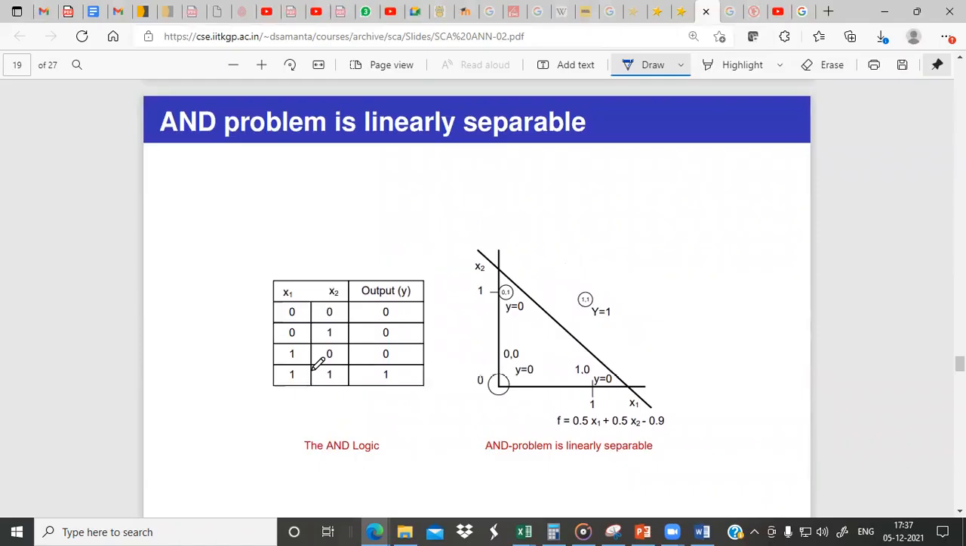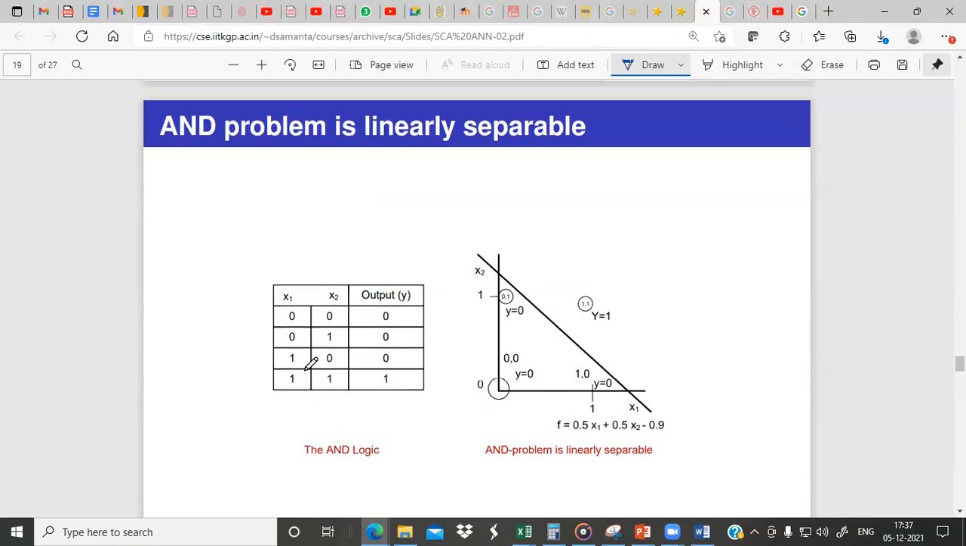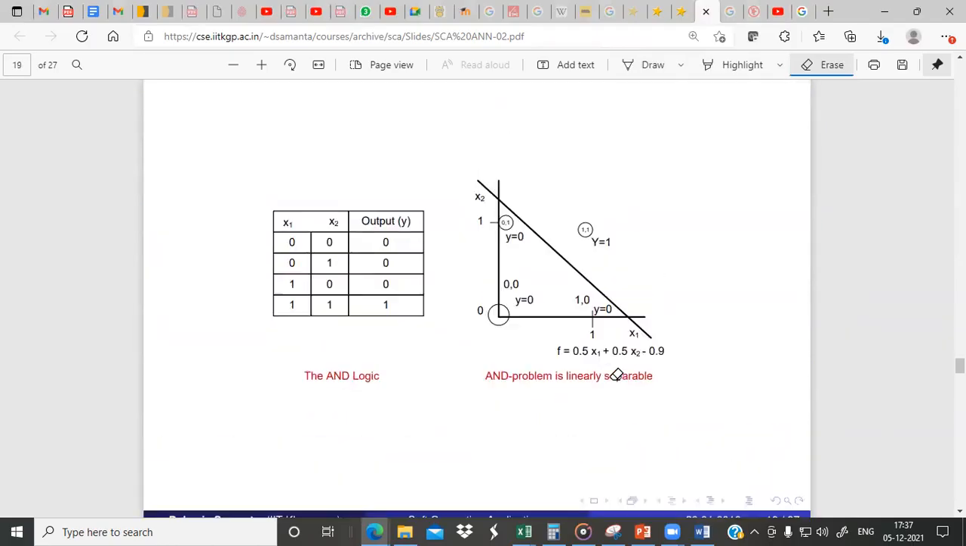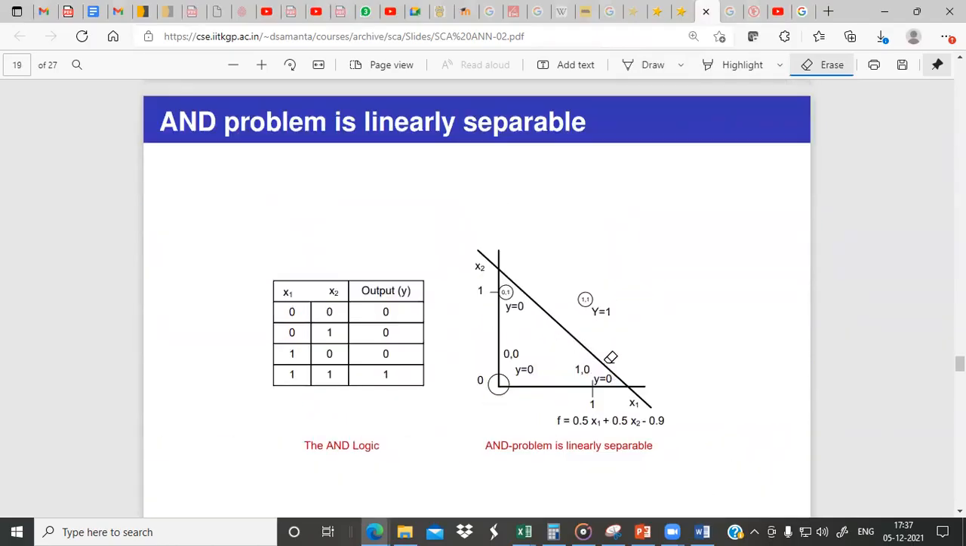Right? It is okay. So it is not just the output. Let us recall that previous equation. What is the previous equation we formed for the AND gate? This is the equation: 0.5 x1 plus 0.5 x2 minus 0.9. 0.9 is the threshold, so it should be basically subtracted, right? So 0.5 x1 plus 0.5 x2 minus 0.9.